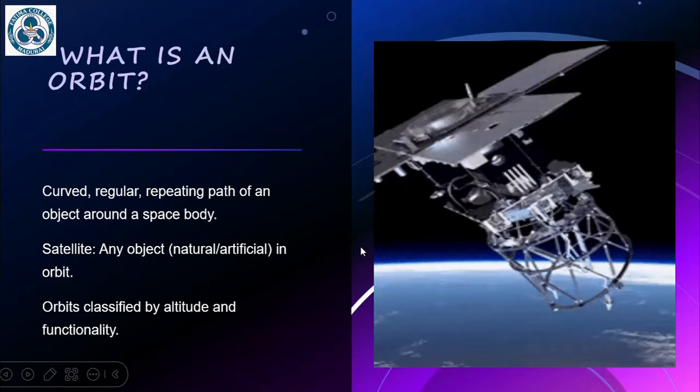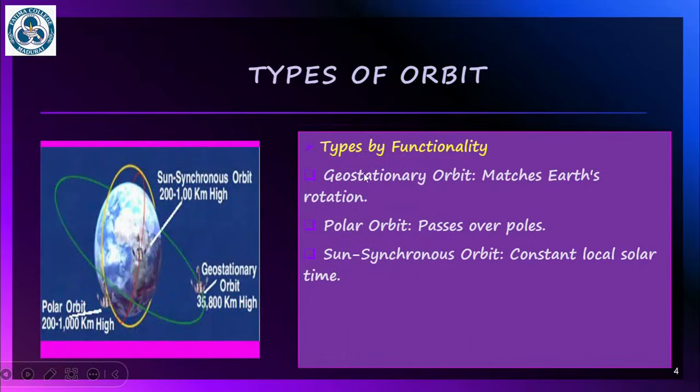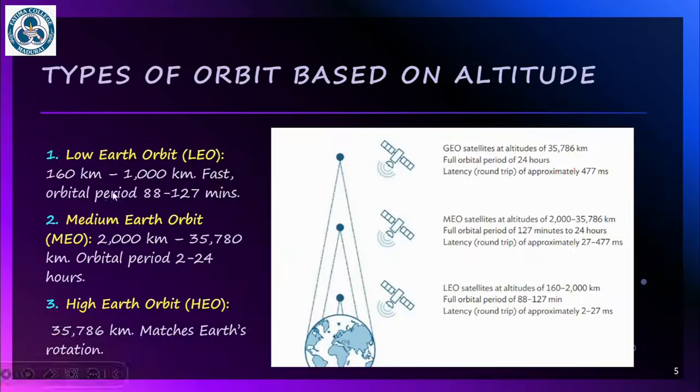So we classify orbits in two practical ways. One, by altitude, how high above the Earth the satellite is. That gives us low Earth orbit, medium Earth orbit, and high Earth orbit. Two, by functionality, meaning the orbit's geometry and purpose. That includes geostationary, polar, and sun synchronous orbits, among others. So let us start with altitude based classification because it sets the foundation.